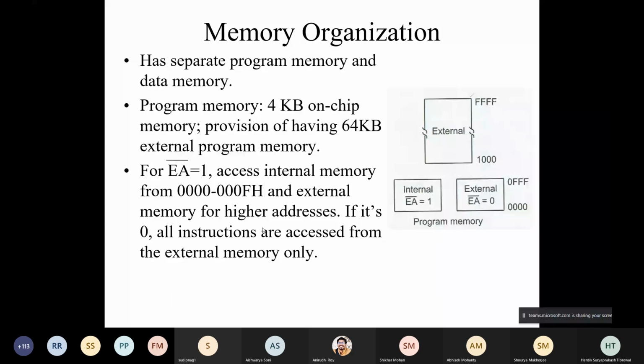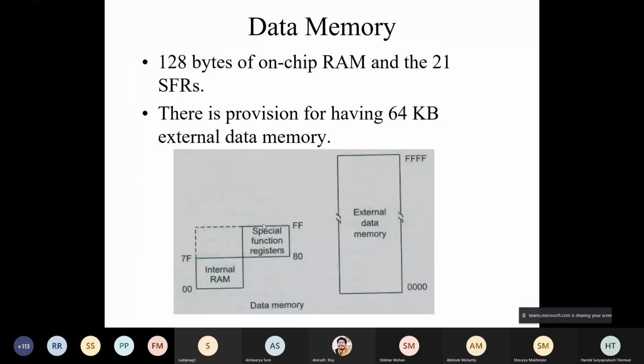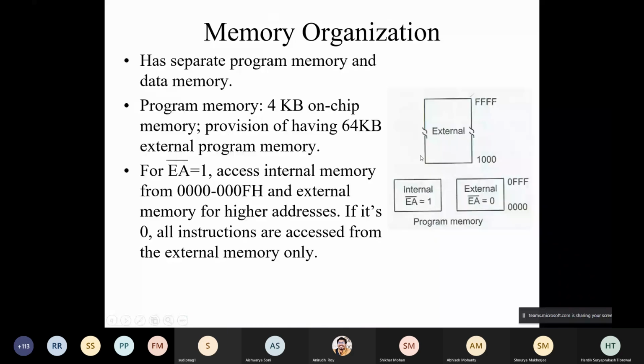Now, for this data memory, you have to understand a little deeper. Data memory, as I said, could be internal RAM or it could be external RAM also. In this memory organization first slide, we are talking about program memory. For program memory, this EA bar is required, but in addition, read bar is also required, which is not written over here. We'll see those details from the timing diagram.